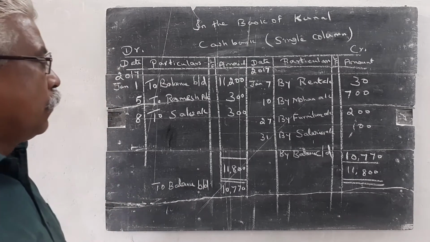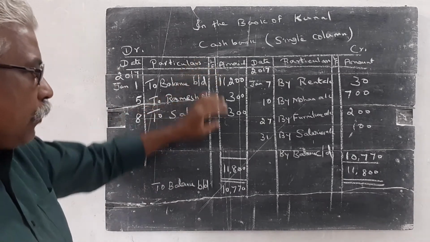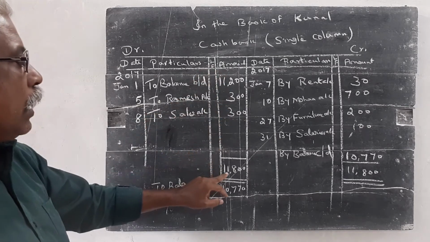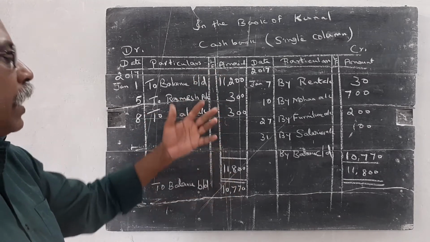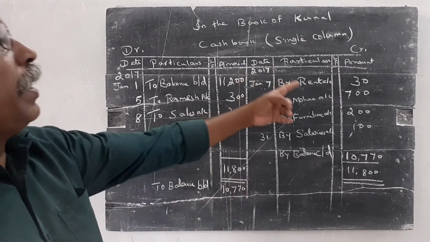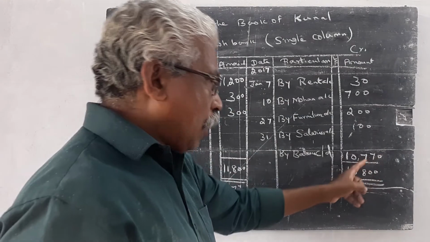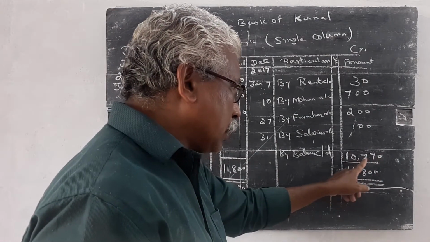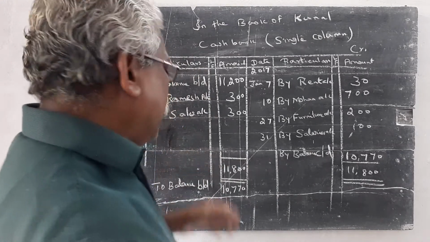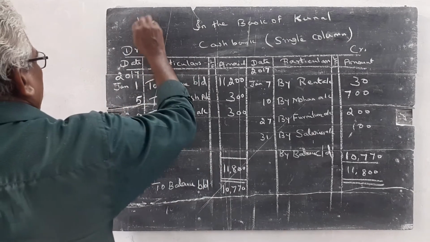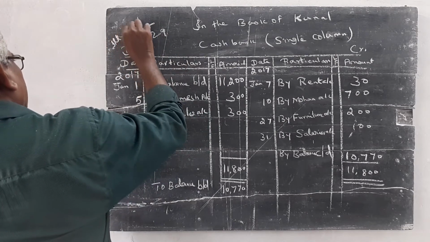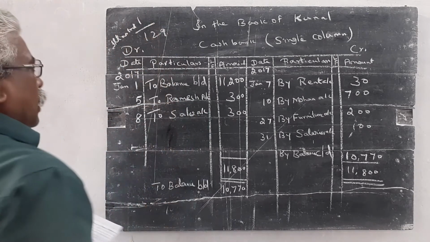That means we have received cash in hand 11,200 and also we have 11,800 rupees in our hand, cash in our hand. Out of 11,800 we spend 1,030. Now in our hand 10,770 rupees is in our hand. This is illustration number 1, page number 129.